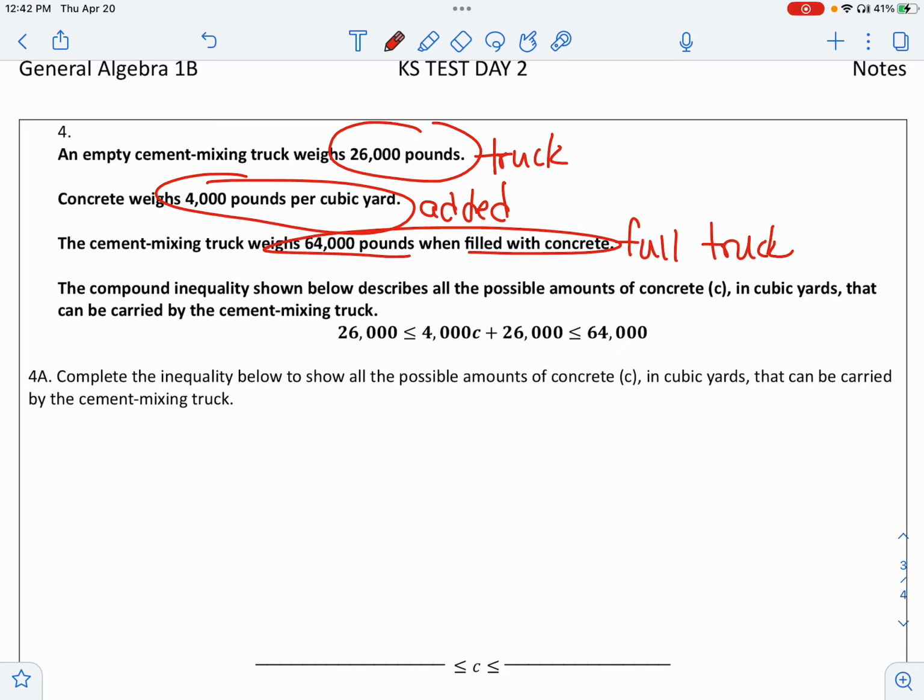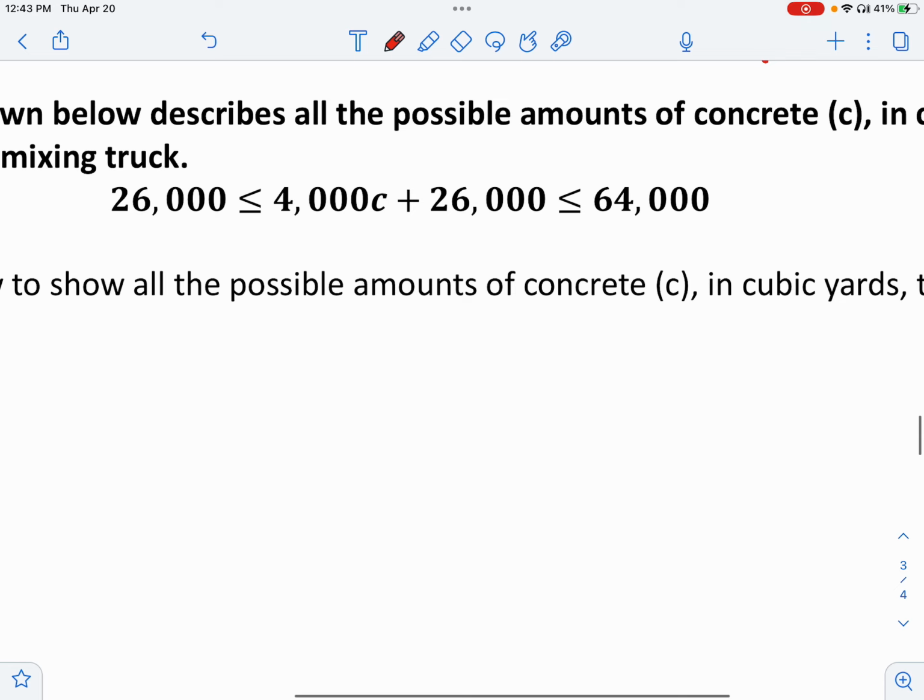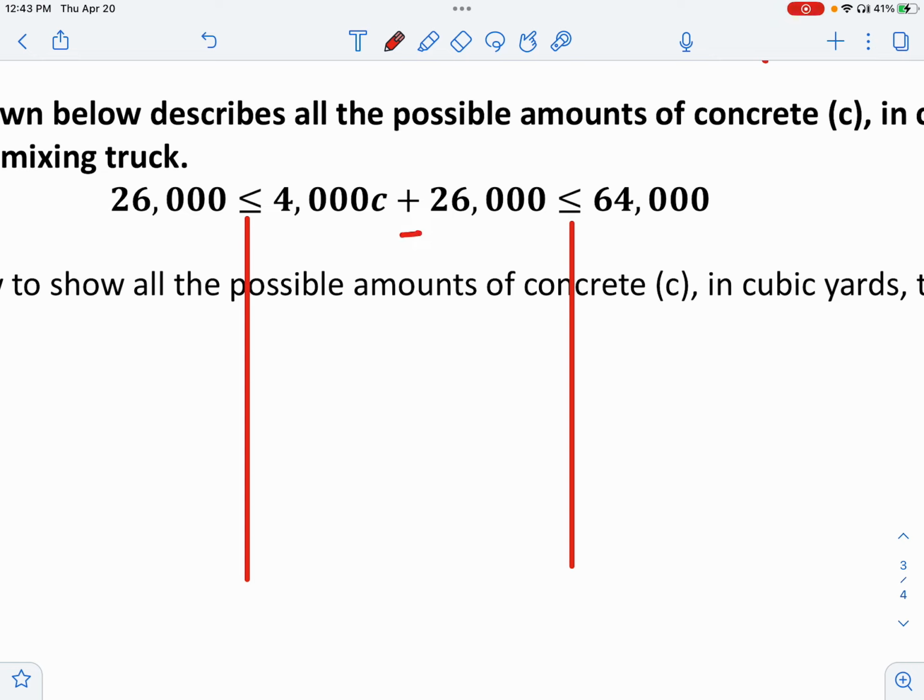So they even made the compound inequality already for you to talk about the weight. You can see there it is empty, there it is full, and here's the equation on how that happens. Now, the next thing it says is complete the inequality below. So do this, but show your work here to show the possible amounts of concrete in cubic yards that can be carried by the truck. So this is a double problem. All right. Look at the middle. I'm guessing you're like, I probably need to subtract 26,000 because that looks normal to get C by itself. And you'd be right. You're just going to do that here, and you're going to do that here.